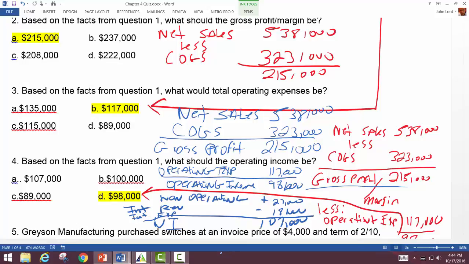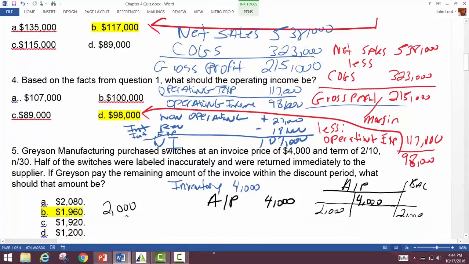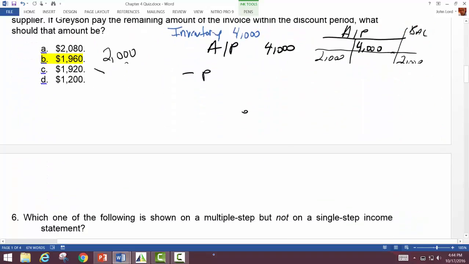Operating income is going to be my sales minus my discounts minus my returns, gives me my net sales, minus my cost of goods sold, gives me my gross profit slash margin, minus my operating expenses, gives me operating income, minus my non-operating items, which are interest revenue, interest expense, gains and losses on sale of equipment. All these would be non-operating items, giving me my net income. Okay, good. Okay, who wants to do number 5?